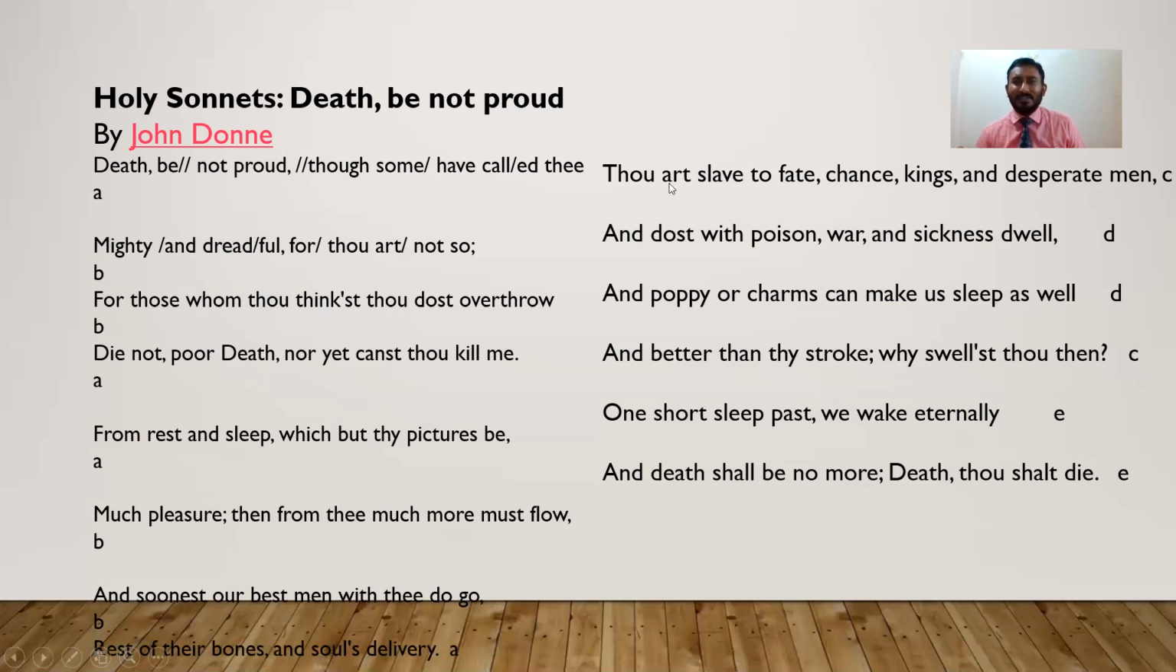Death is considered here as hopeless, and he is not strong enough to kill someone. Rather, he is slave to fate, slave to chance, slave to kings, and slave to desperate men. And dost with poison, war, and sickness dwell. Sometimes someone dies taking poison, someone dies in war, and sometimes someone dies of disease. So death is not the only power, because men die in different ways: poison, war, and sickness.